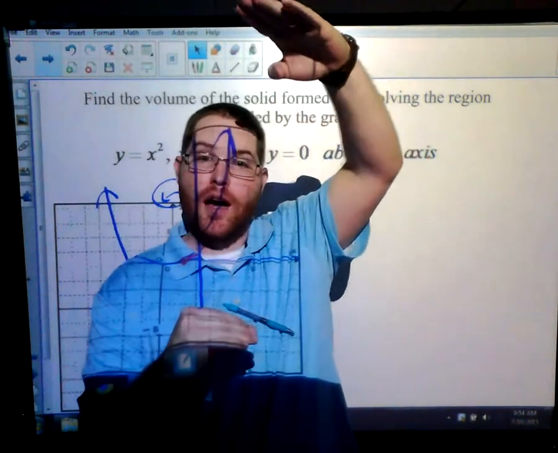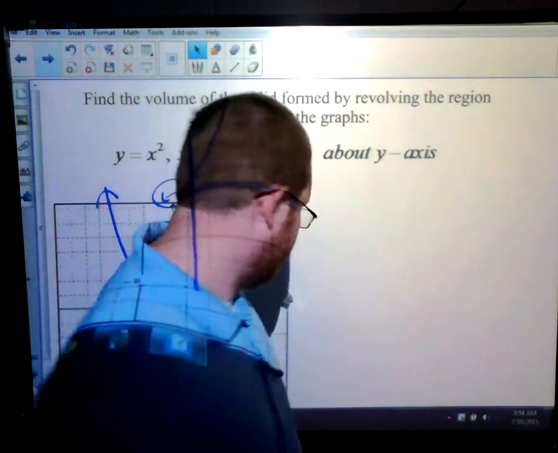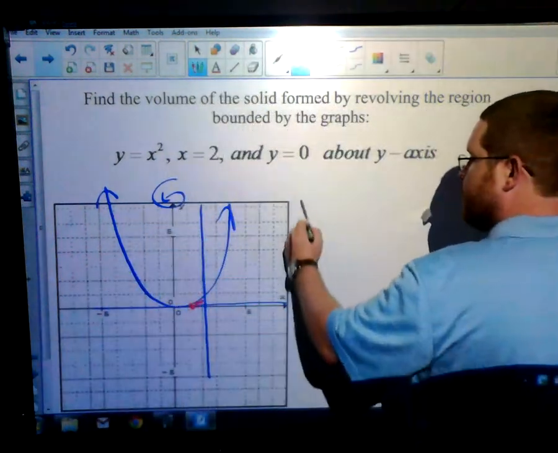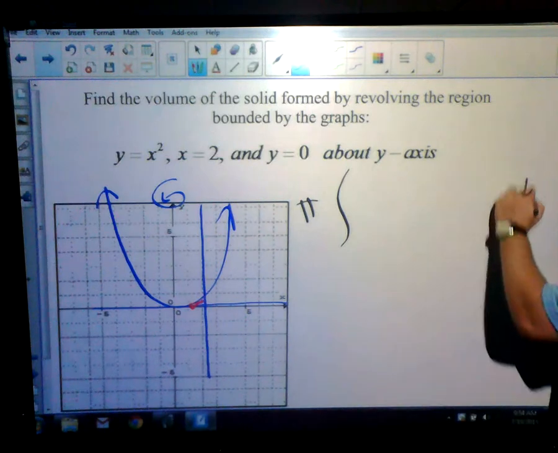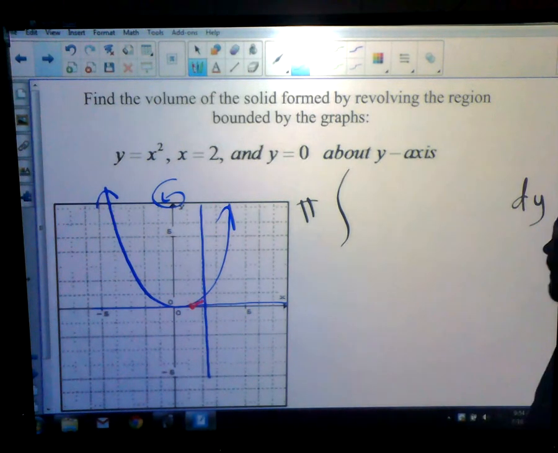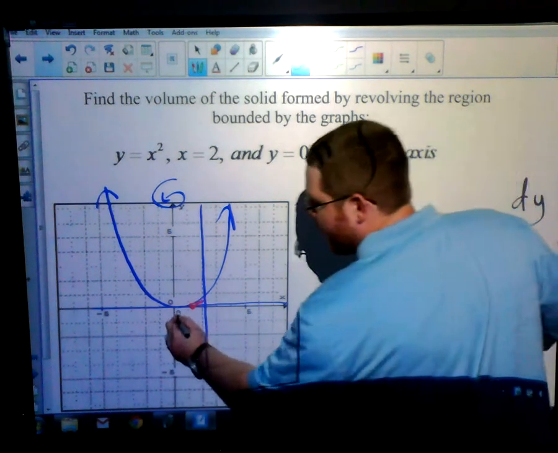I have a bottom and a top. That means I need a dy. So let's set up this problem. Pi has a dy at the end. That tells me everything has to be y values. Let's talk about the bounds.